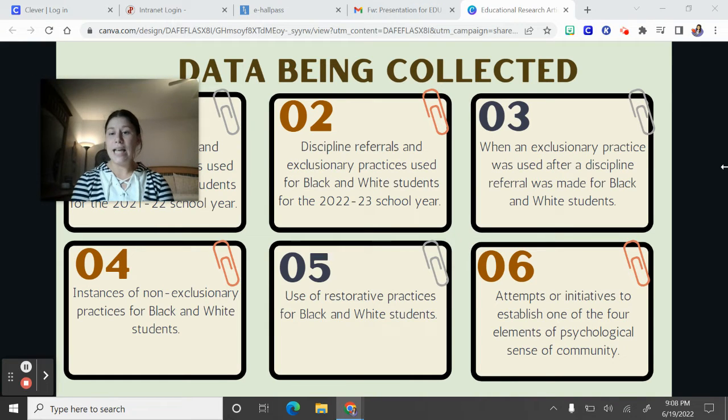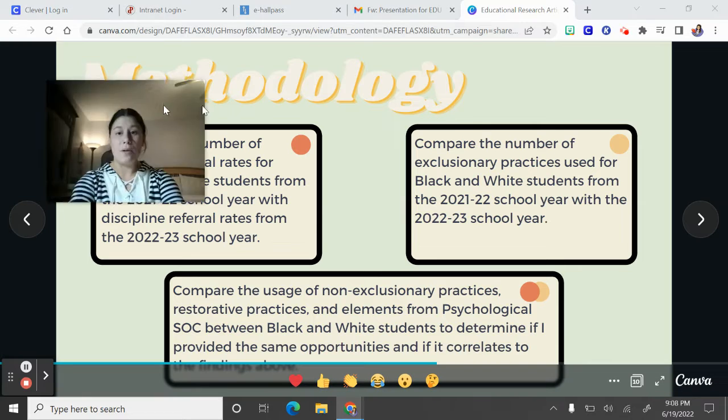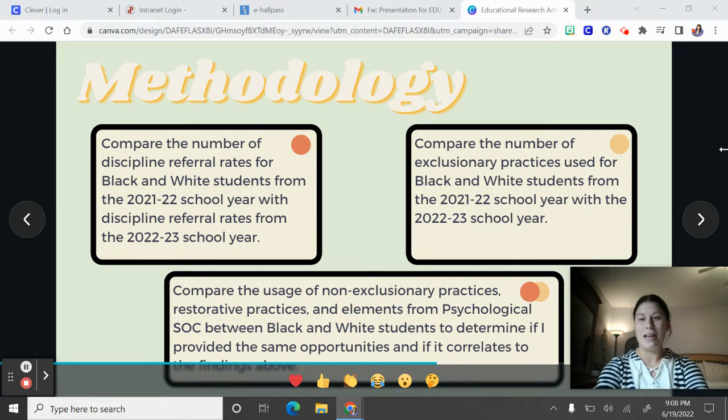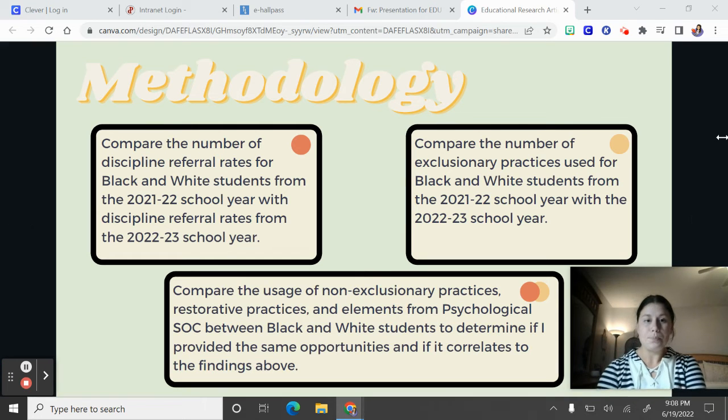And these restorative practices are proven to be effective. And lastly, attempts or initiatives to establish one of the four elements of psychological sense of community. What are those four elements? I have them all listed here: membership in a group, emotional connection, influence, and needs fulfillment. So six different types of data would be collected, and the methodology would be to compare all this data that's being collected. I'll start with the first part of my methodology.